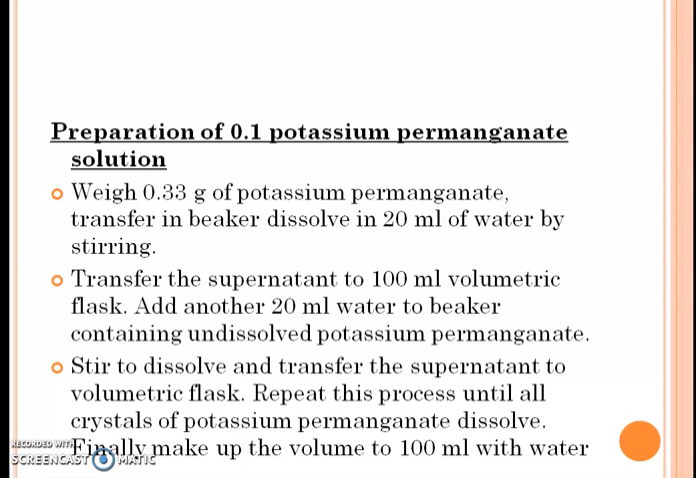Weigh 0.33 gram of KMnO4, transfer it into a beaker and dissolve in 20 ml of water by stirring. KMnO4 is not very easily soluble, so continuous stirring is required. Now transfer the supernatant to a 100 ml volumetric flask and add another 20 ml of water to the beaker which contains undissolved KMnO4. Again stir to dissolve and transfer the supernatant to the volumetric flask. This process has to be repeated until all the crystals of KMnO4 dissolve. And finally make up the volume to 100 ml with water.